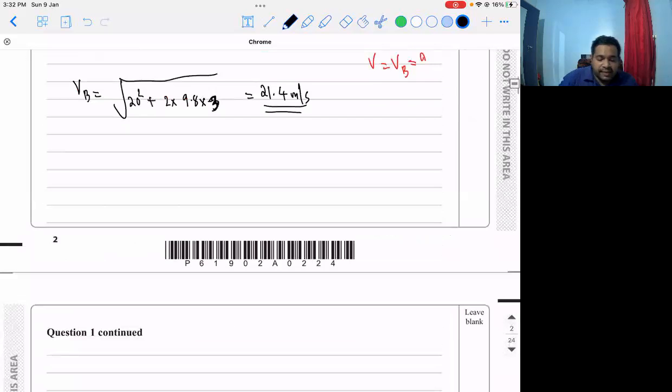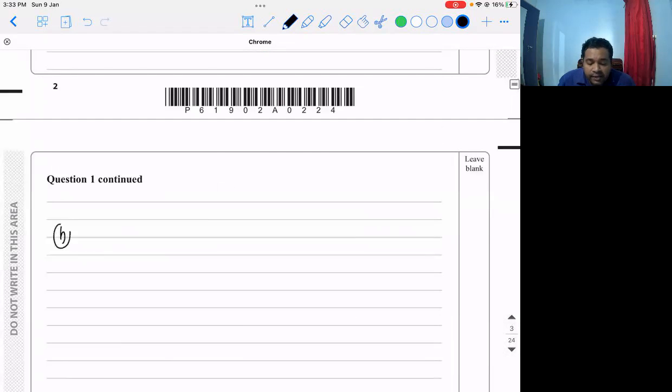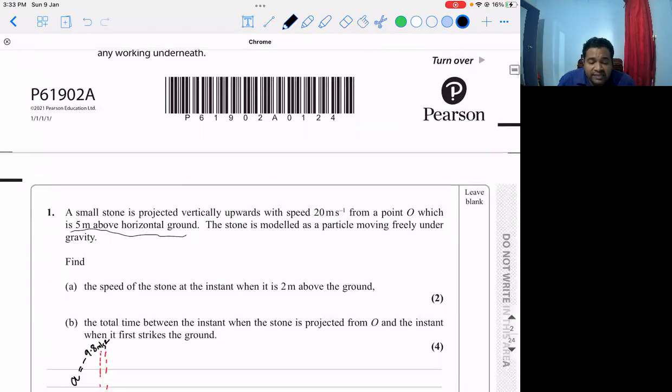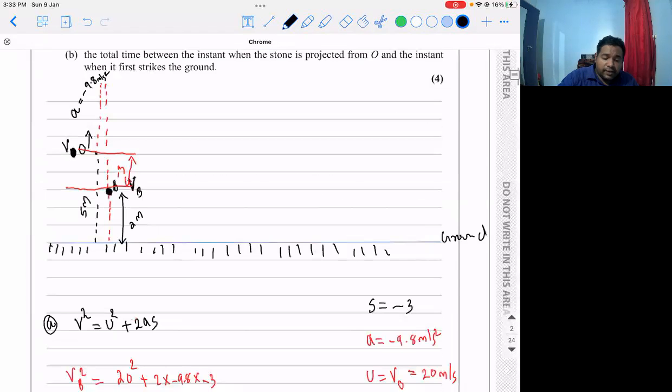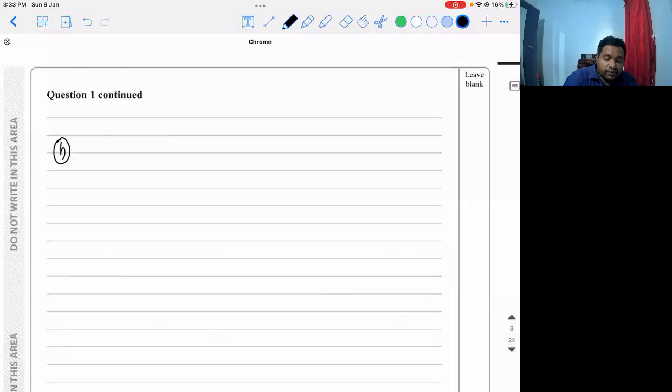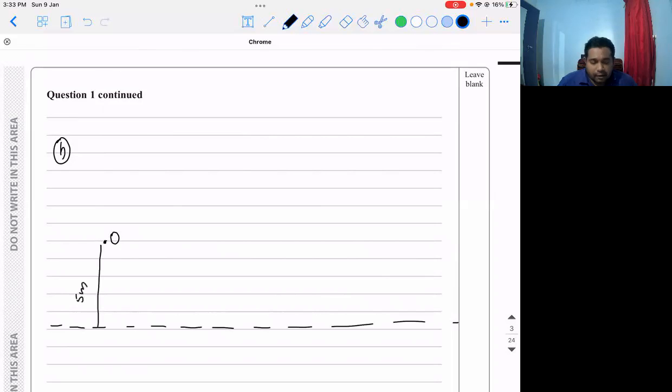Okay, next question. So B part of this question. The total time between the instant when the stone is projected from O and the instant when it first strikes the ground. So we are going to once again redraw that figure. It's not actually needed, but to get a clear idea, this is our point O and this is our ground, correct? And this point O itself is 5 meters above the ground.